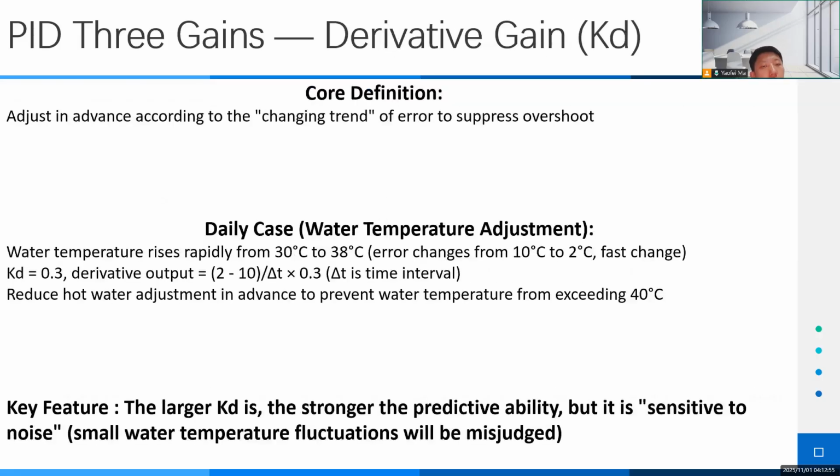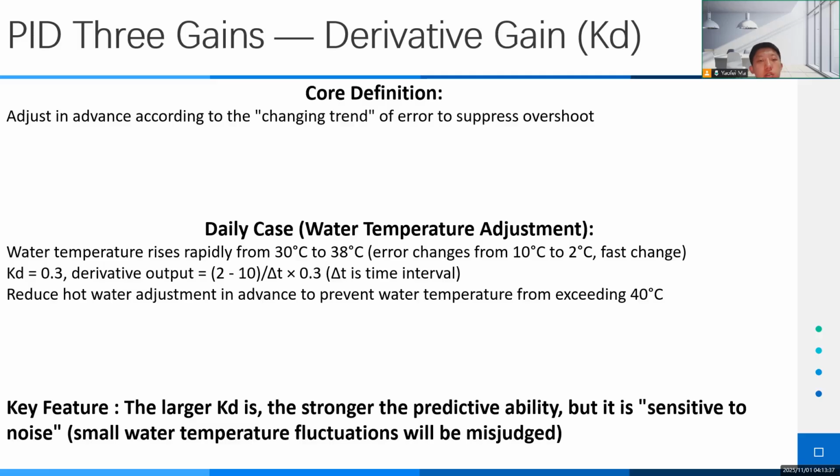The third gain is KD. The derivative gain is like a predictor. It adjusts in advance based on how fast the error is changing to stop overshoot. Imagine the water temperature rises quickly from 30 to 38 in 1 second. The error drops from 10 to 2. That's a fast change. Let's say KD is 0.3.